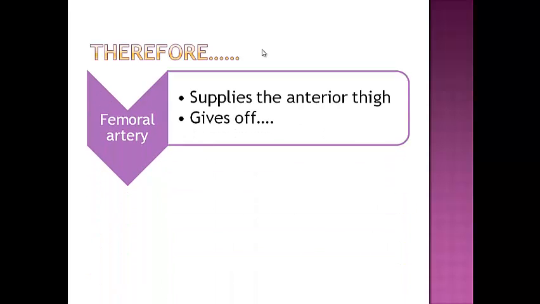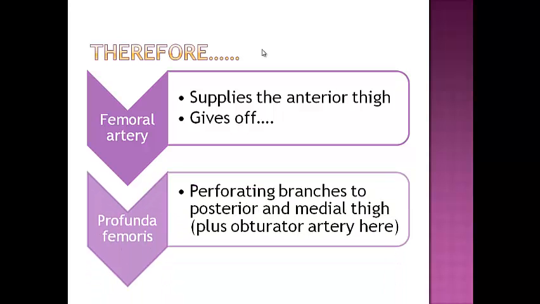So to wrap up that section, you've got the femoral artery supplying the anterior thigh, and it gives off the profunda femoris, which gives off perforating branches to the posterior thigh and the medial thigh, and the medial thigh is also supplied by the obturator artery.